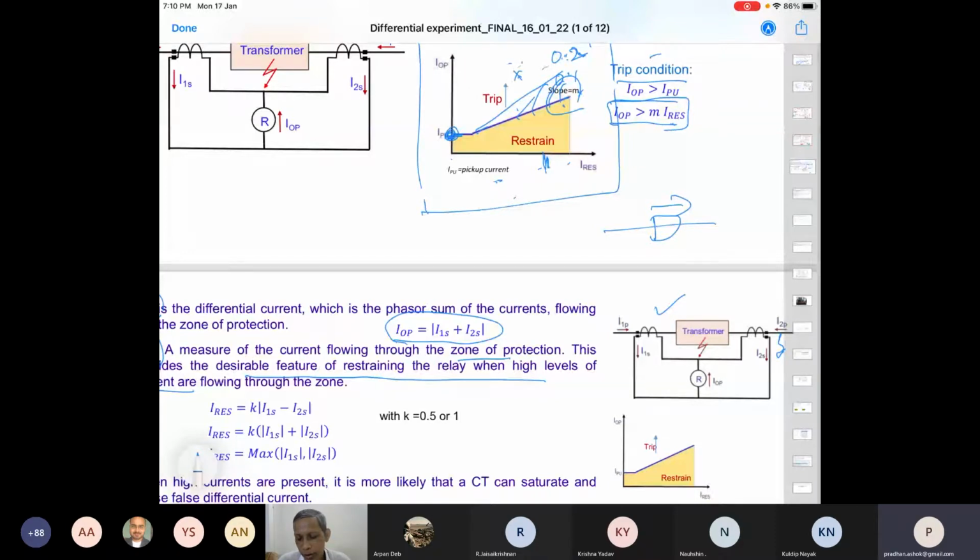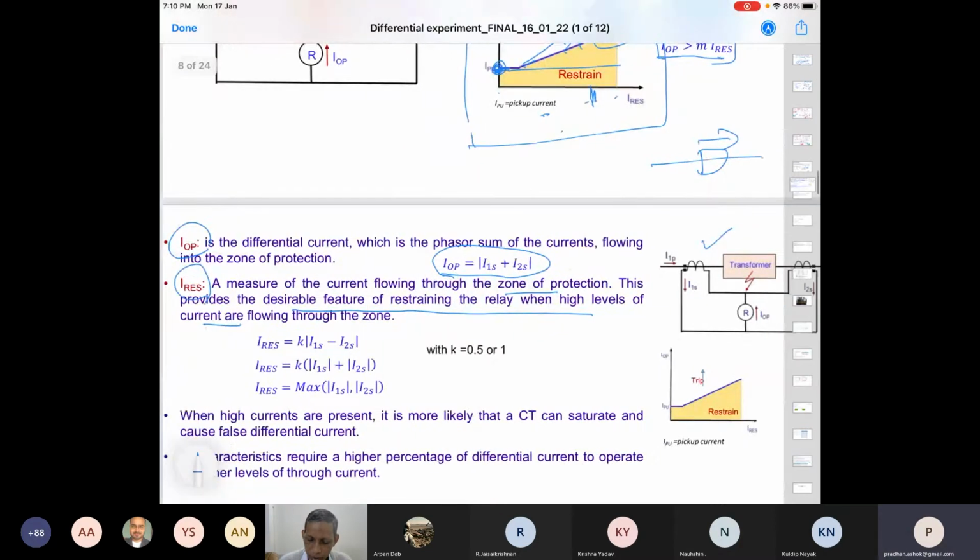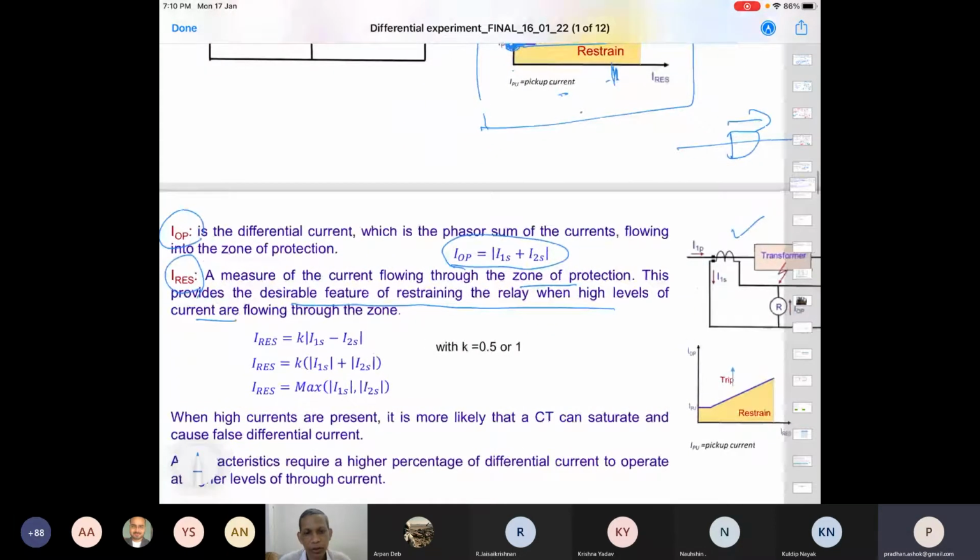So therefore, it is not a horizontal line, it is having a slope. So more restraint, more opposition, more bias if the through current is more and more. Through current means secondary current, you can think about in this case. So the restraining current, which is generally taken care of, is calculated like this.